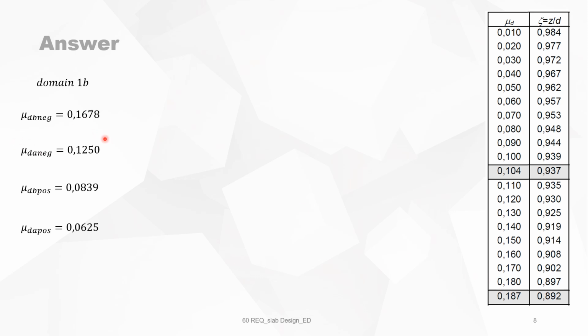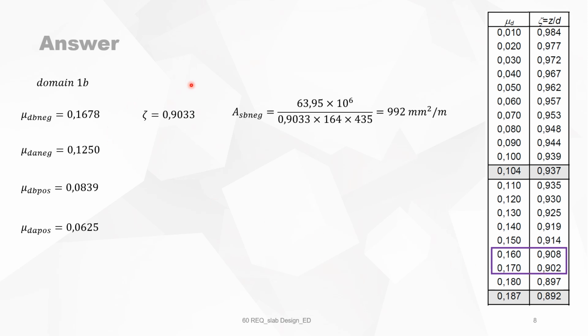So for 0.1678, we make an interpolation for zeta and to find the reinforcement, and zeta is 0.9033 between those two. And the reinforcement, of course, is then the bending moment divided by the lever arm divided by the yield strength of the reinforcement, and gives you 929 square millimeter per meter.